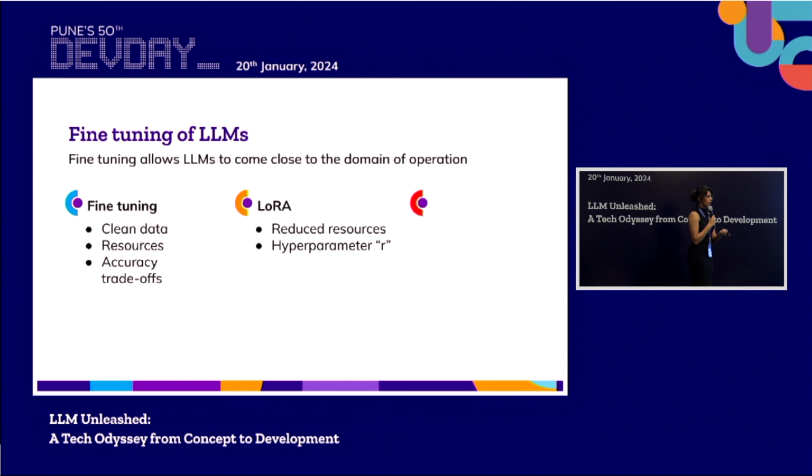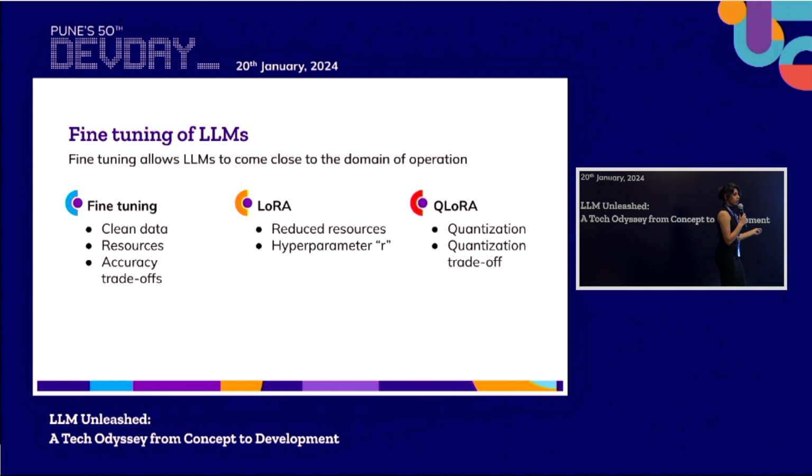LoRA is actually low rank adaptation, where R is your hyperparameter and it helped you to reduce your resources. Second is QLoRA, where the quantization parameter was there, and with respect to quantization, how our accuracy and compute is going to differ. That's about fine tuning of LLMs.